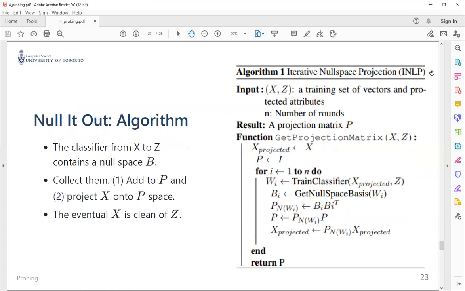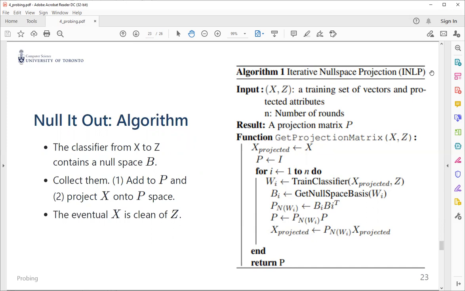The algorithm is summarized here. In each iteration, they train a classifier from X to Z. X is the vector, and Z is the protected attribute like gender. The classifier W induces a null space B. A null space is orthogonal to the basis of this classifier W. So we can see that W is projecting from the current features X to Z, and its orthogonal basis B contains the null space here.